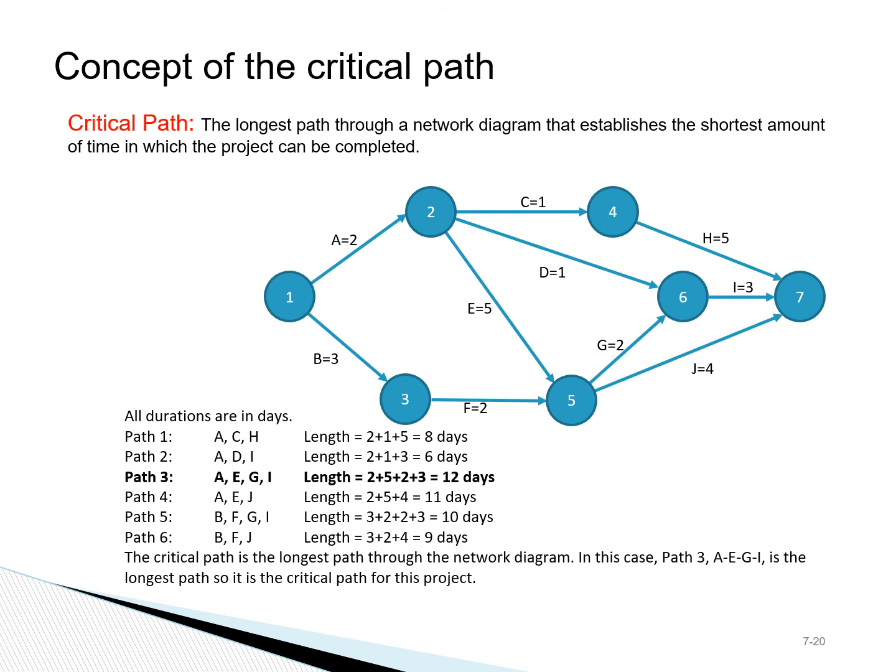For this simple network diagram example that we have, we can calculate various paths between node 1 and node 7 by calculating the duration of each path. In this example, we see that AEGI is the longest path, that it takes 12 days, which is also the shortest time that this project can get done.